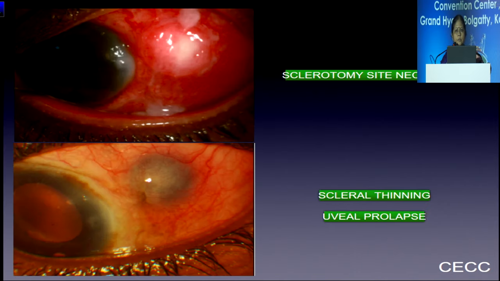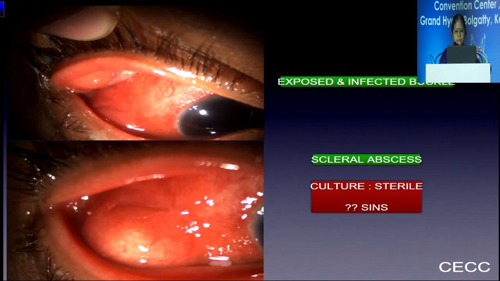These are a few other infections that you see. This is a patient who has a sclerotomy site necrosis, a scleritis at that site with the gaping of the wound. And subsequently, it healed on its own, leaving behind a small area of thin sclera through which you can see the uveal tissue prolapsing out.